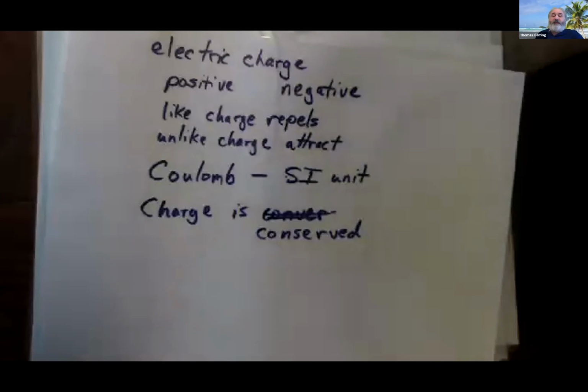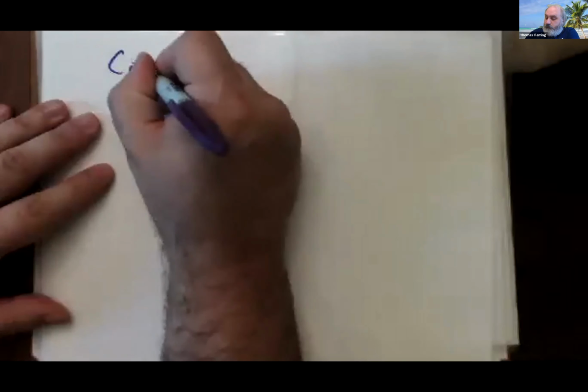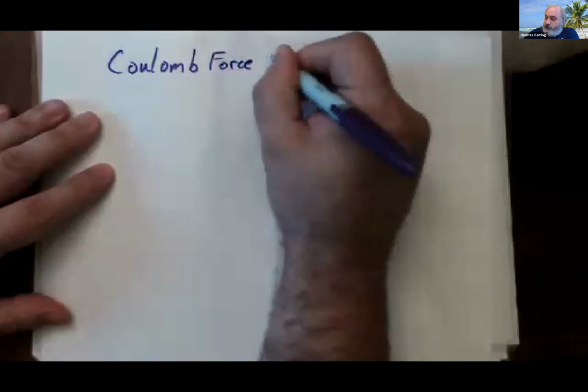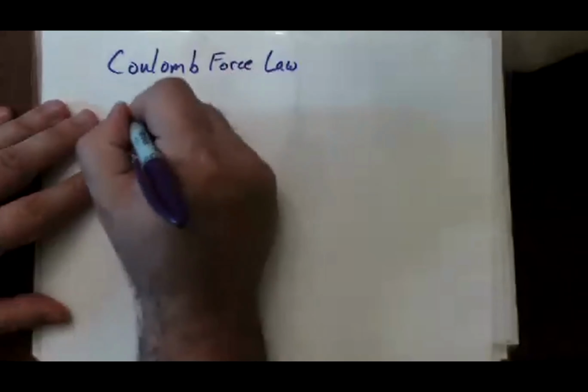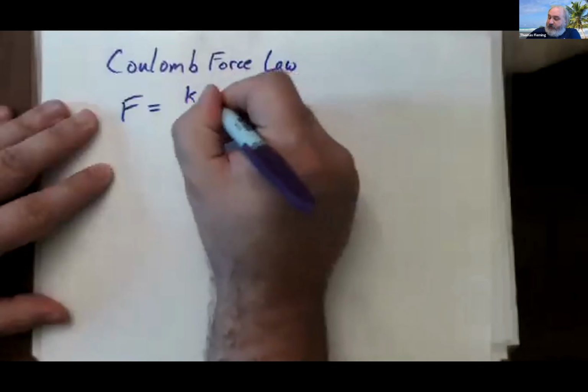All right, so that's the idea, that charge is conserved. So at this point, let's drill down into the specifics of how this force works. We know that these charges repel each other, they attract each other. What we don't know is how or to what extent. And that is where we will use something called the Coulomb force law. And that says that the force between two charges is given by the following expression.